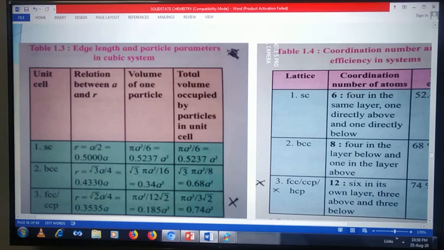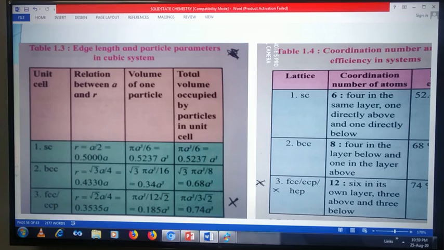So as we know, in FCC and in CCP, the total number of particles, where a is the edge length, starting from the FCC, along with the corner, the constituent particle is present at the center of each face. That means here 3 from the faces and 1 from the corner. So total 4 particles.